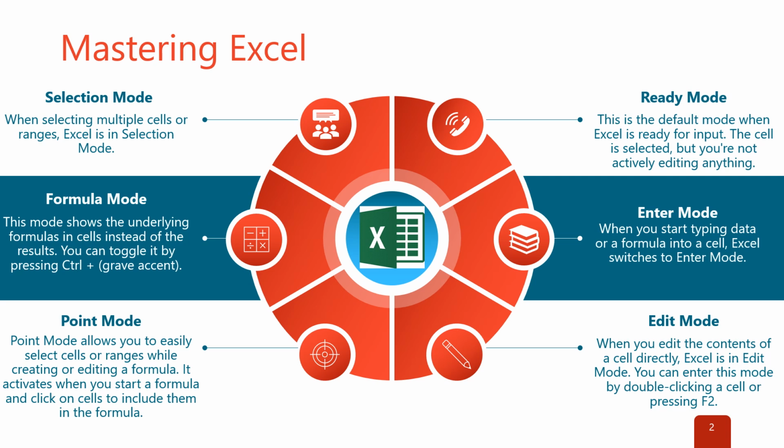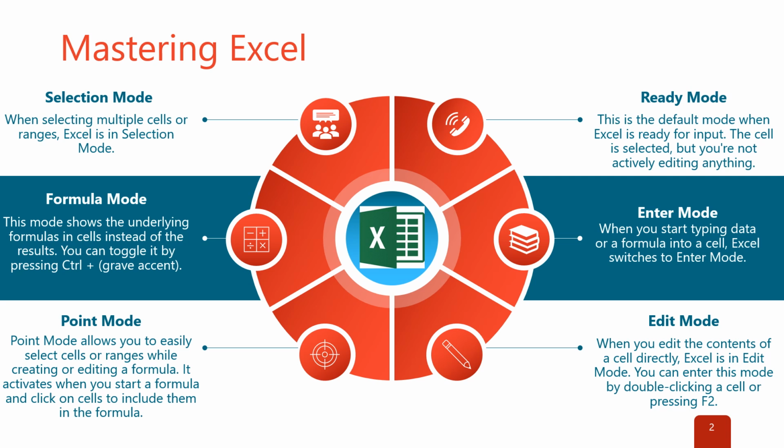The first mode in which Excel is being used is the ready mode. So ready mode yani when you start Excel, it is in ready mode. You can see at the bottom that the word ready is written. So it is in ready mode. Cell is selected, and generally the cell that is selected when you start is A1. So a cell is selected and you can start working on it.